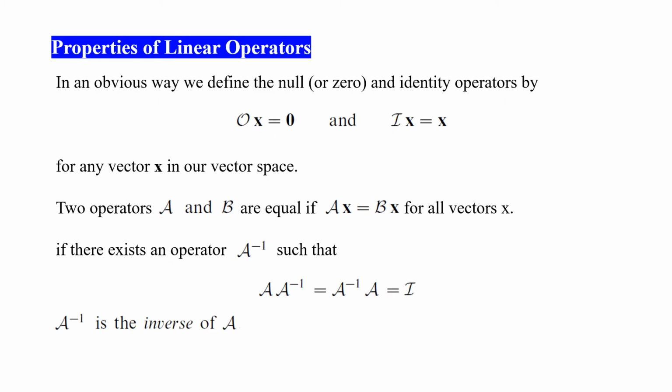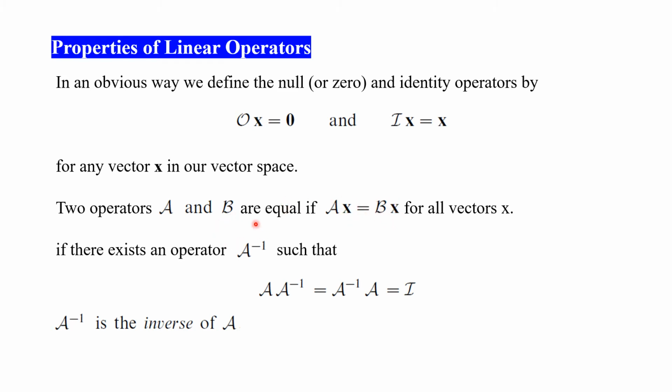In an obvious way, we define the null or the zero operator, and then the identity operator, by the following. So your null times x is equal to 0, and your identity times x is just equal to x for any vector x in our vector space. Two operators A and B are equal if Ax is equal to Bx for all vectors x. And this will only be true if A is equal to B.